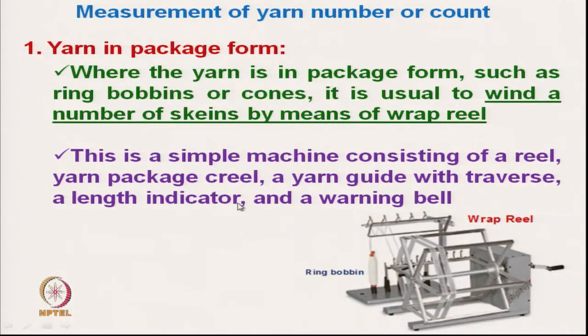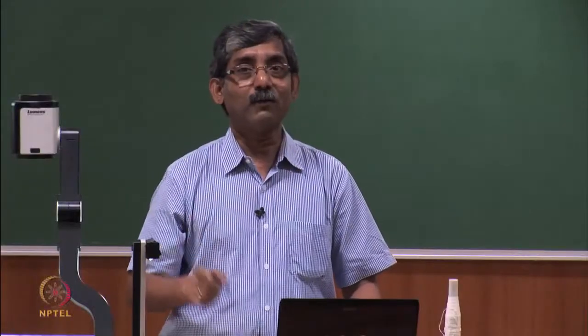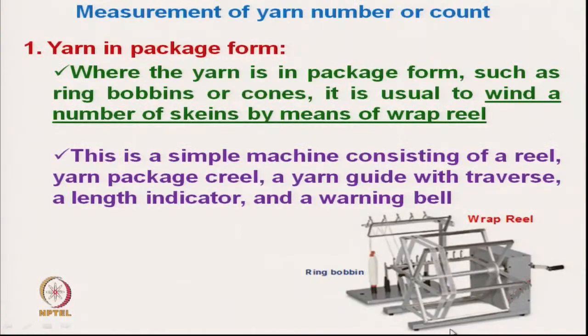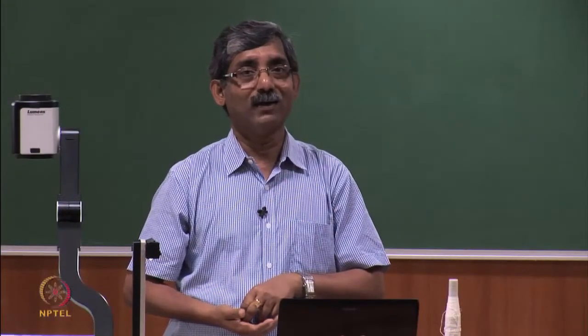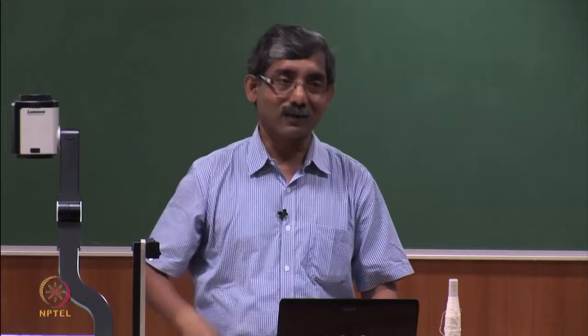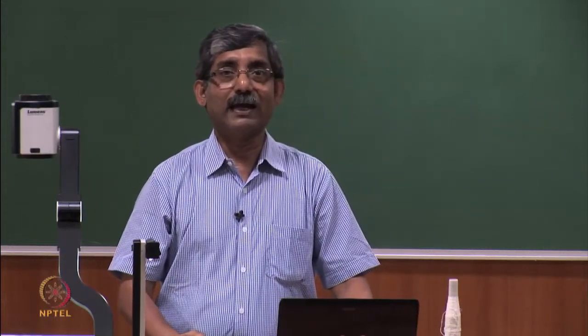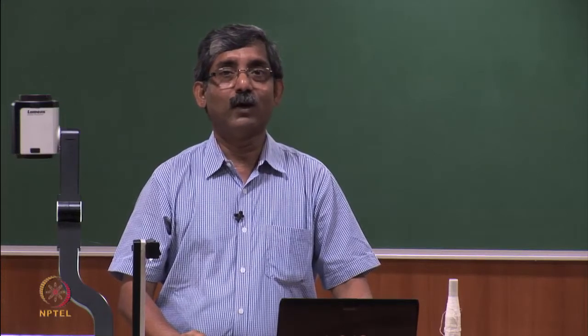Now, the length indicator does not actually measure the length of yarn being unwound. It is measured by the number of rotations of this wrap reel. The wrap reel has a fixed circumference, say 1.5 yard. So a lee of say 120 yard requires say 80 such turns. After 80 turns there will be one indicator.